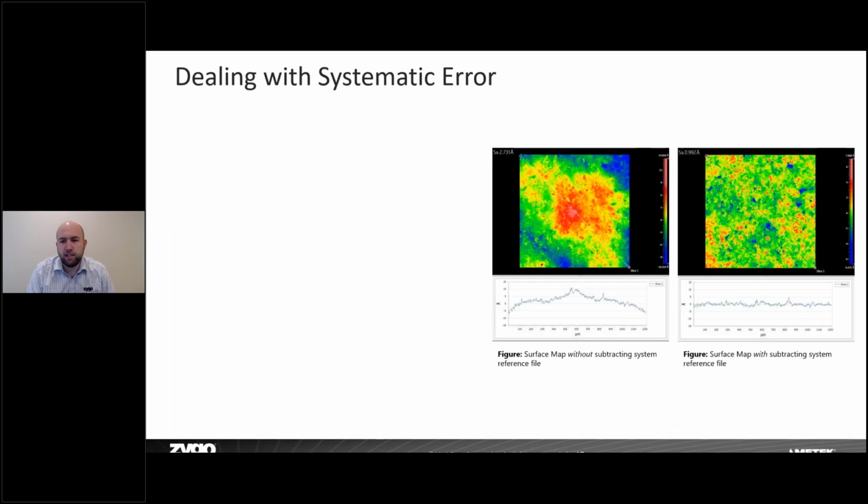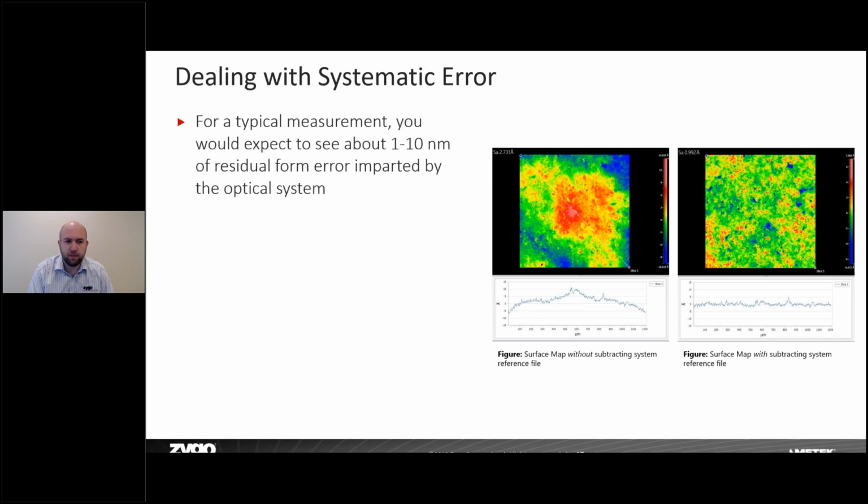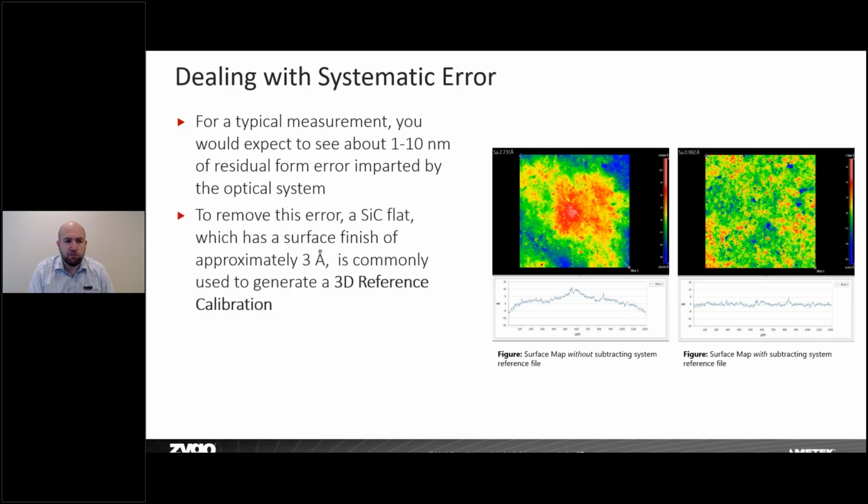So let's talk about dealing with systematic error, which generally shows up as a constant curvature or features repeatedly showing up in the same location of each measurement. Typically this curvature or feature sizes are on the order of about 1 to 10 nanometers. And we can easily remove this by creating a 3D reference calibration using a silicon carbide reference flat, which has a roughness of about 3 angstroms.